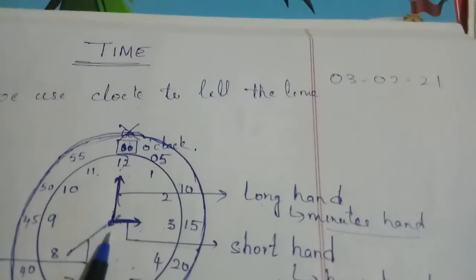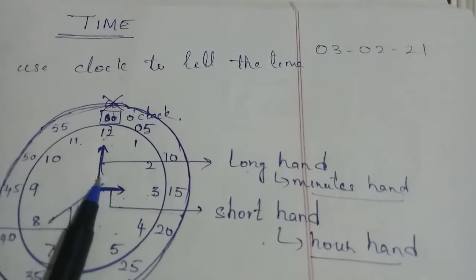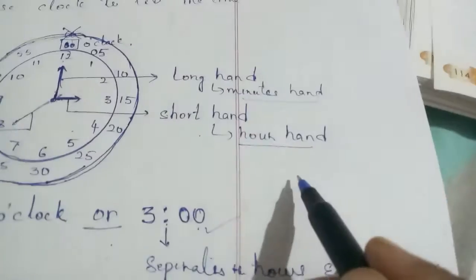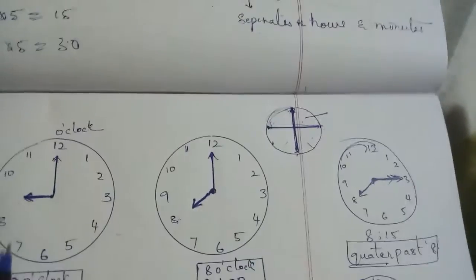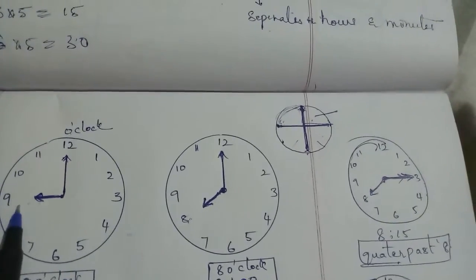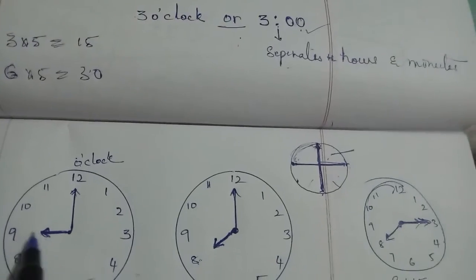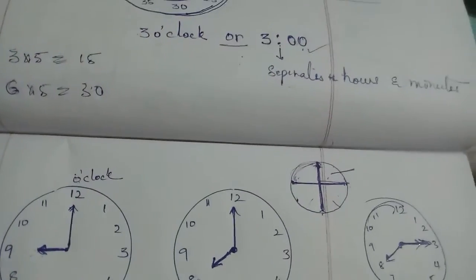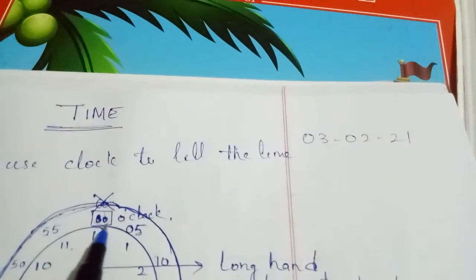You have to remember only one thing, Nana. First you have to check the shorthand, then after that you can see the longhand. First you have to write the shorthand. See and write where the shorthand is. Like this, shorthand is on 9, longhand is on 12. Means 9 o'clock. O'clock, we write 0 0. Here I have shown you, 0 0.